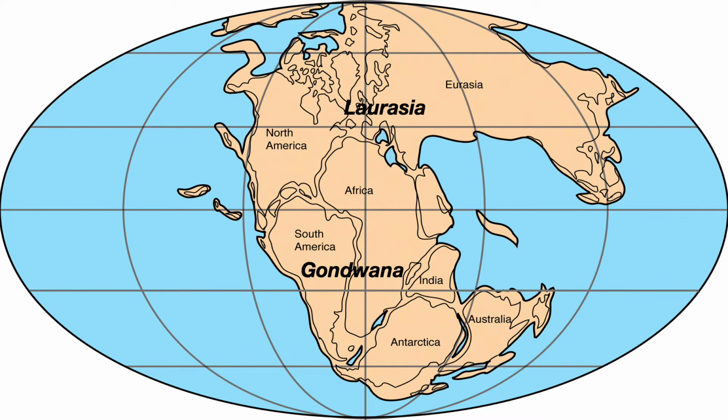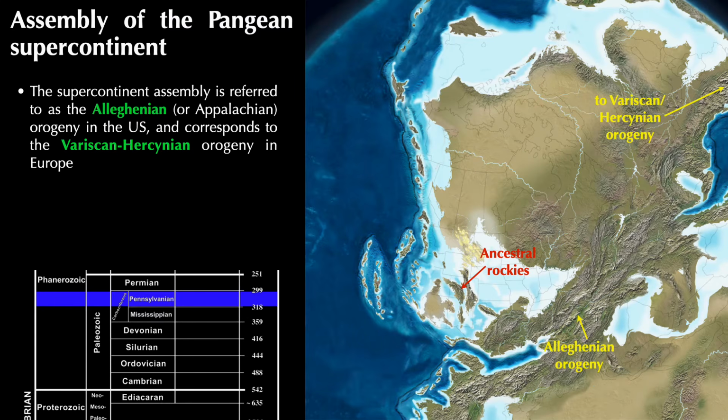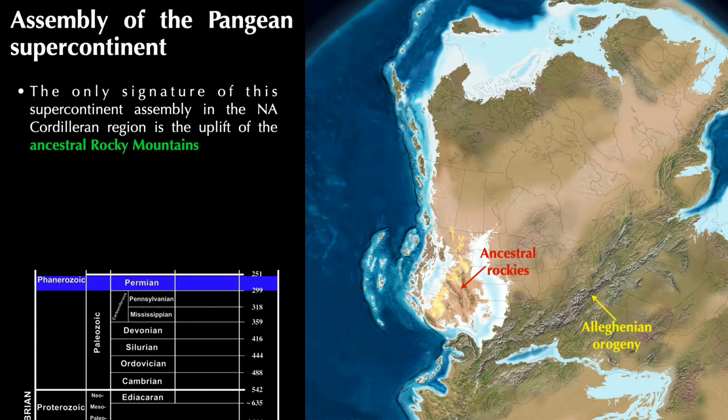Here's the full configuration of Pangea as viewed from the geological record. I'm sure you're all familiar with it generally. And this supercontinent assembly is referred to as Alleghenian or Appalachian orogeny in North America, and it corresponds to the Variscan-Hercynian orogeny in Europe. The only signature of this supercontinent event in Western North America, however, is the uplift of the ancestral Rocky Mountains in the Montana and Colorado regions. This, of course, will be later overprinted by the much younger Rocky Mountain front once the Western North American Cordillera becomes active.